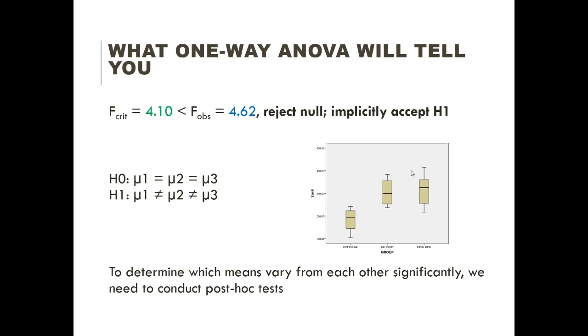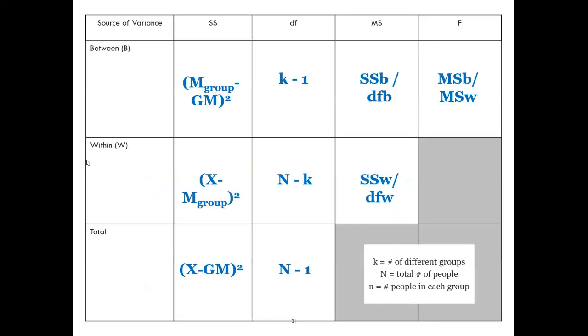So to determine which means vary from one another significantly, which of those three different groups vary from one another at a level of statistical significance, we need to conduct post hoc tests. We'll cover that in the next lecture. But in sum, here is a sample F table, or sometimes it's called a source table. And this lists out all of the different formulas that you would need for your calculation.